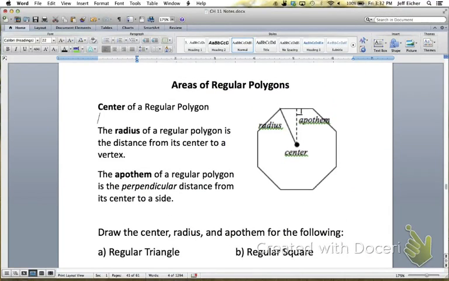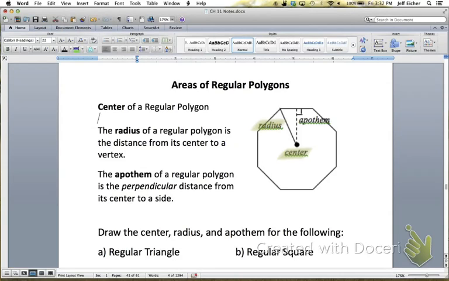The last half of the lesson is about areas of regular polygons. Really important that you get the vocabulary for regular polygons. So a center, you should know what a center is from a circle. Same idea, center of a circle, same idea as center of a polygon. All these polygons will be regular polygons. Hopefully you remember regular means all the sides are congruent, all the interior angles are congruent.